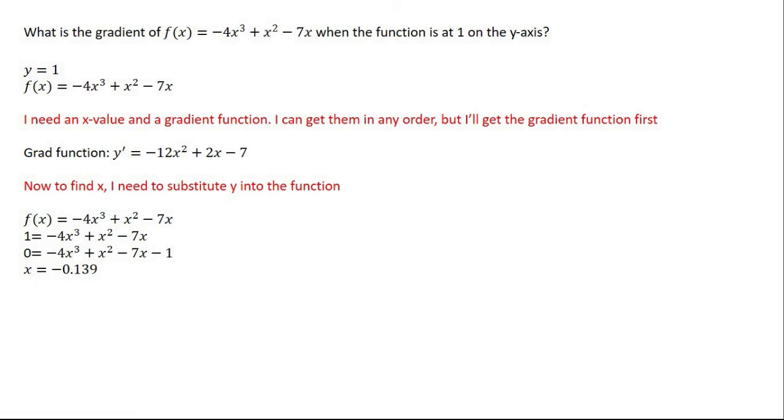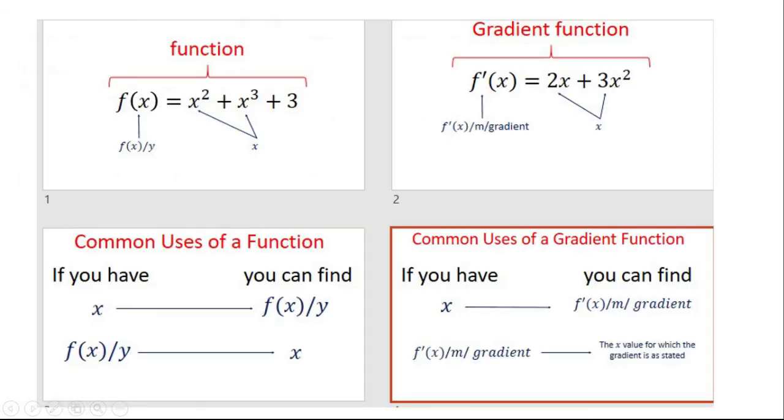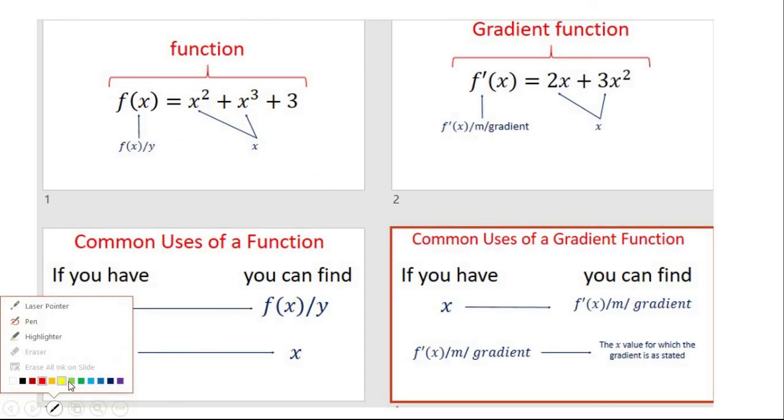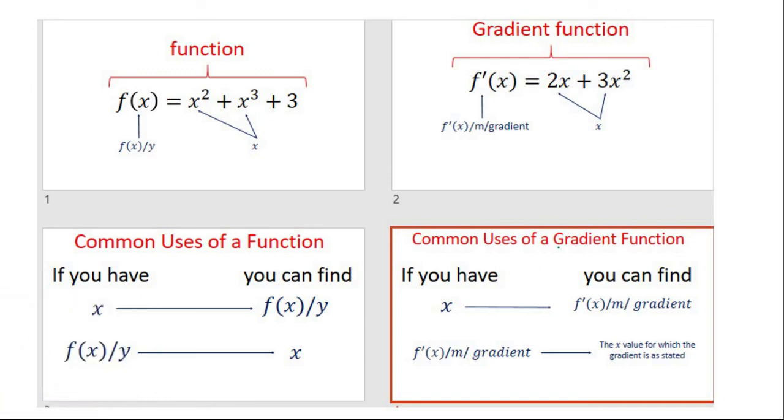But again, that was not what the question asked of us. It asked us what is the gradient. So we look back at our toolkit and we say, okay, now that I've done this, I have a gradient function, I have an x value, and I'm looking for the gradient. Now I have everything I need. I simply put my x into the gradient function, and it will spit out the gradient.